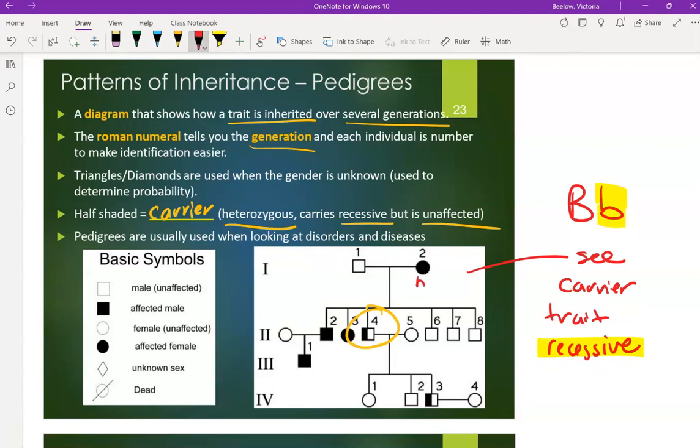So anybody who has the trait must be homozygous recessive, okay? And everyone who's completely unshaded must be homozygous dominant because they're not carrying the recessive trait at all and they don't have that trait. So just keep that in mind moving forward. If you see something that's half shaded, that means that person's carrying the trait, but they're not displaying it themselves. So then the trait itself must be a recessive trait.